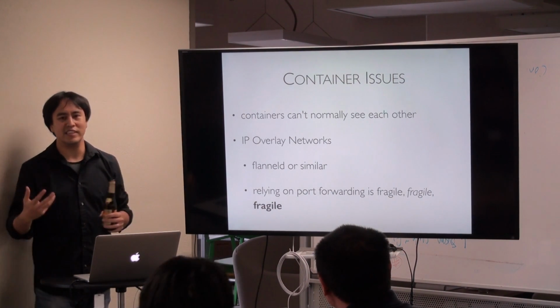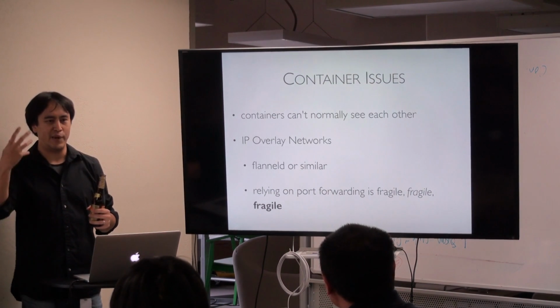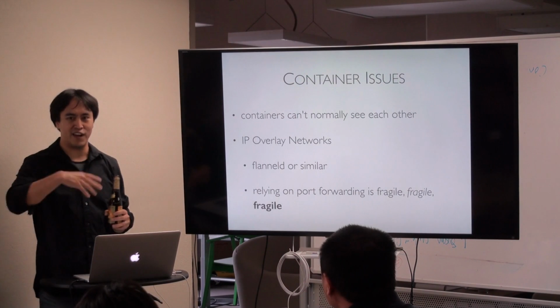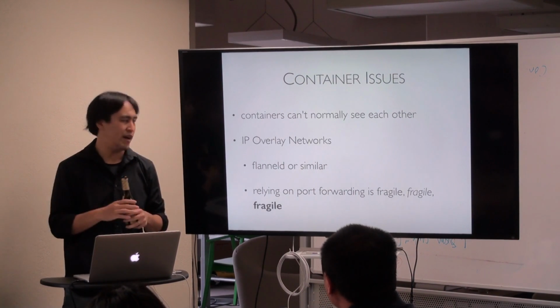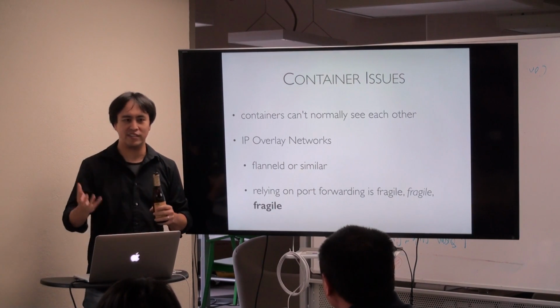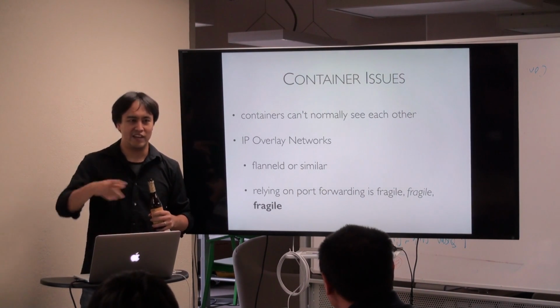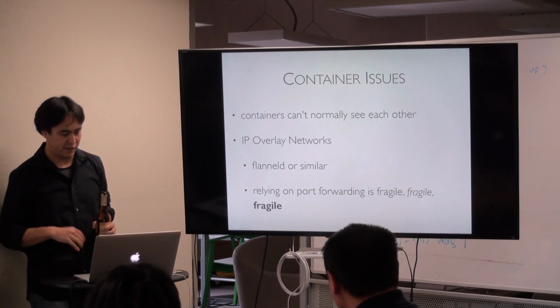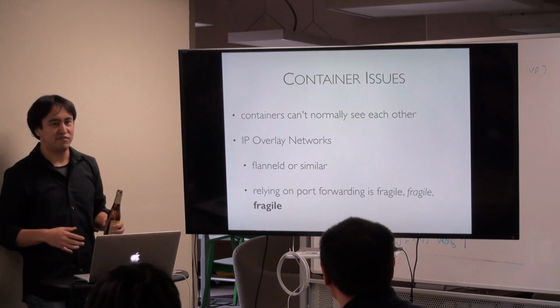Containers can't normally see each other. It's a security feature, but it's also a pain. Sometimes if you're behind a VPC, you can just say, I don't care, I do want to open them up. This leads to things like IP overlay networks, like Flannel or similar, where all of a sudden they can see each other because you're doing some network magic.